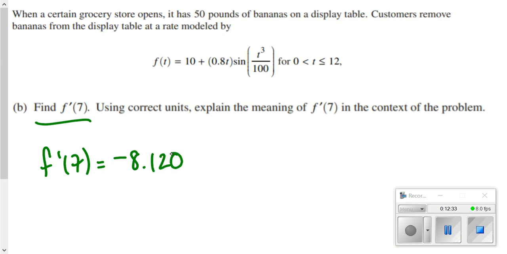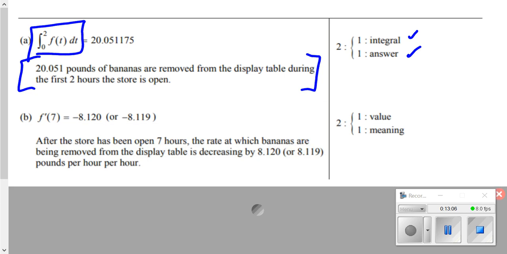Okay, so you get this number, and now you have to explain it. Okay, now that's a little bit more. But understand that this was also a rate. This is a flow in, flow out, yes? So this was customers removing bananas at a rate. So this is bananas per hour as well. So if I'm differentiating this, this is saying the rate at which the bananas are removed when time equals 7 is that rate, that many bananas per hour per hour. The rate of a rate.